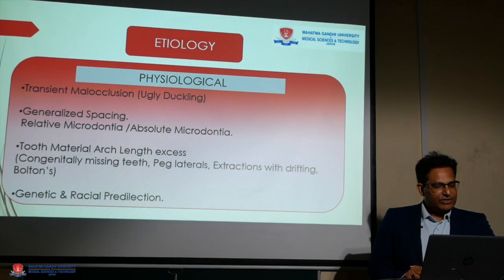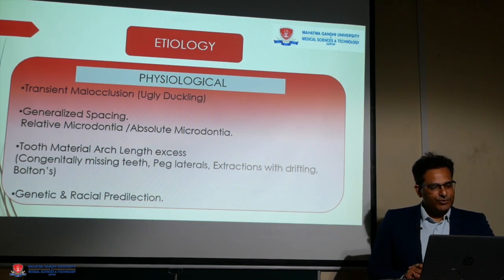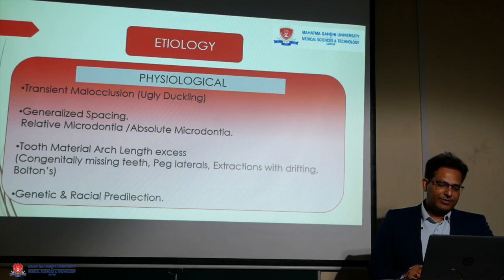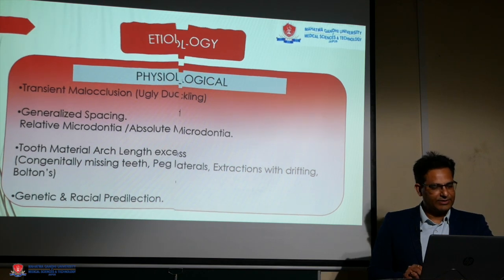So let's see the etiological factors causing midline diastema. It's a transient malocclusion in deciduous dentition and mixed dentition stage. Ugly duckling: when the canines are erupting, they push the roots of the laterals laterally, thus creating midline diastema. It could also be because of the generalized spacing present in a case, which could be either because of relative microdontia or absolute microdontia, or it could be a result of tooth material arch length excess, like in a case of congenitally missing teeth, peg laterals, extractions or early exfoliation of the deciduous teeth, or the Bolton's discrepancy, or it could be a part of genetic and racial predilection.